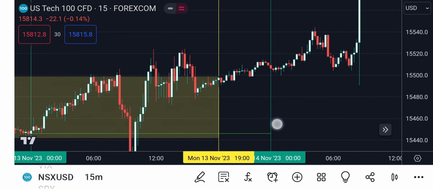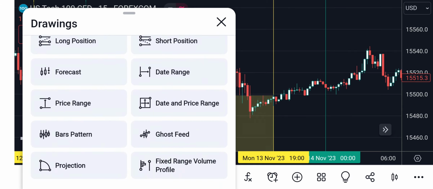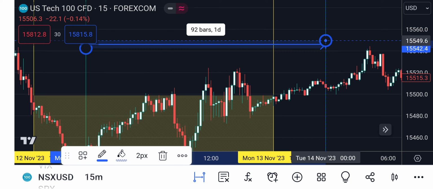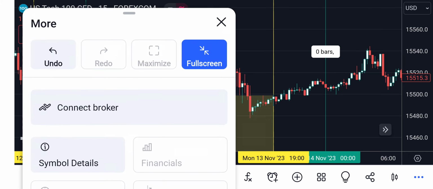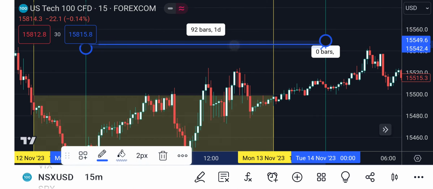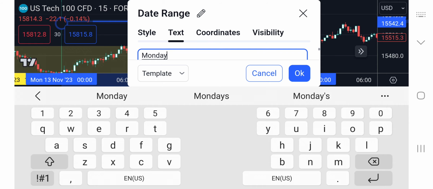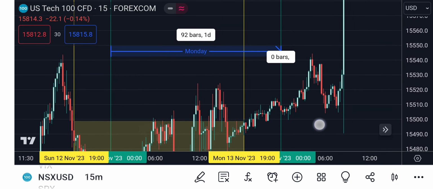Let me do this so that you can see. So this is Monday's trading. So that's Monday's trading, right?